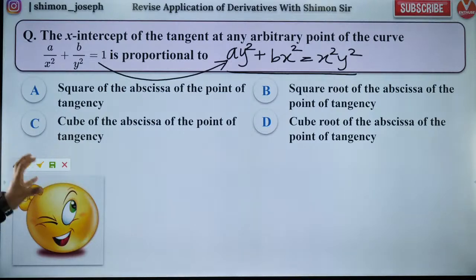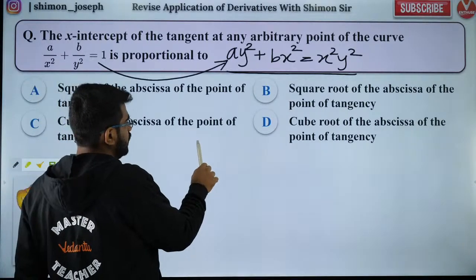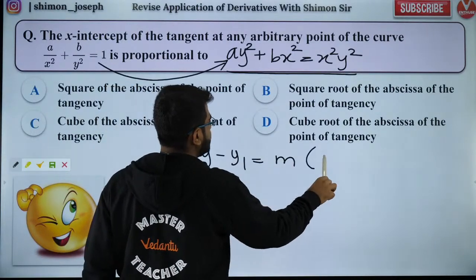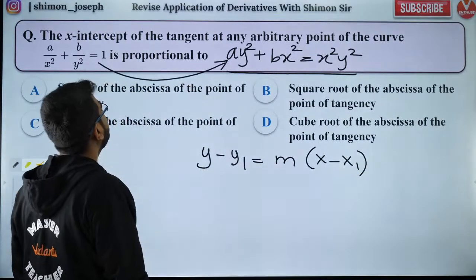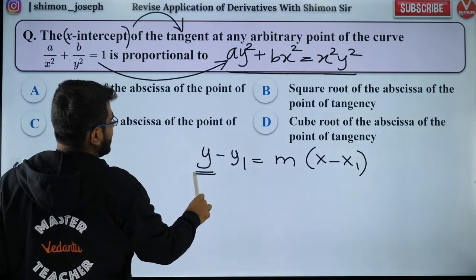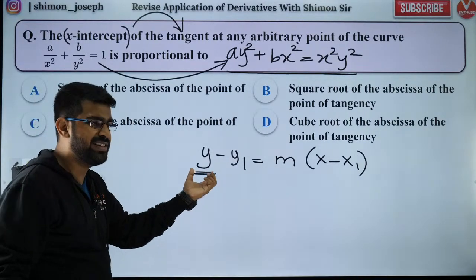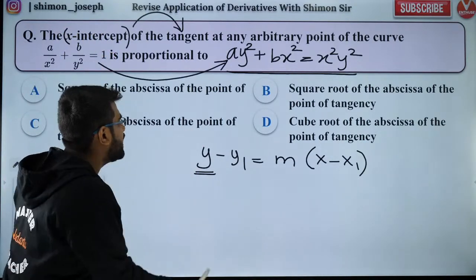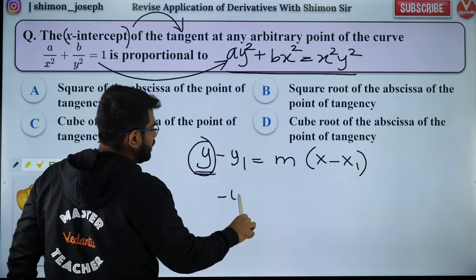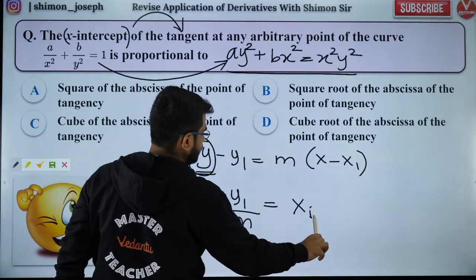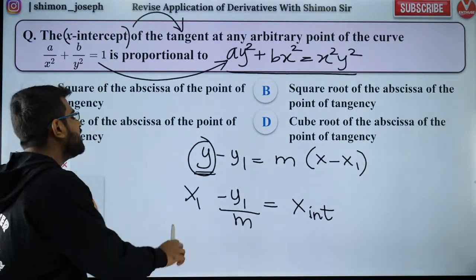Now, how do I get the tangent at an arbitrary point? Tangent at an arbitrary point will be nothing but y minus y1 is equal to m into x minus x1. And we want to find out the x-intercept of the tangent. X-intercept means y should be 0, because it lies on the x-axis. So putting y as 0, you'll get minus y1 by m plus x1. That will be equal to your x-intercept. Are you all okay with that? So this is my x-intercept.